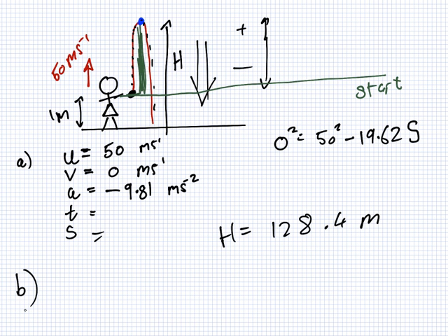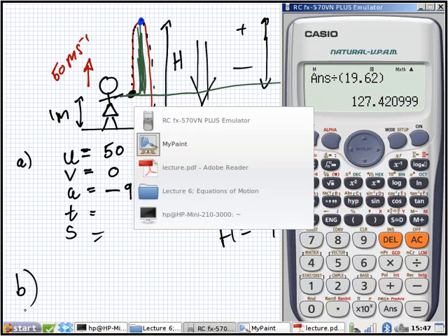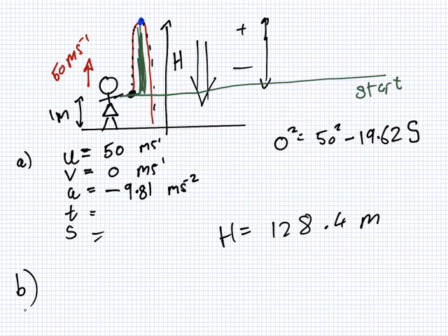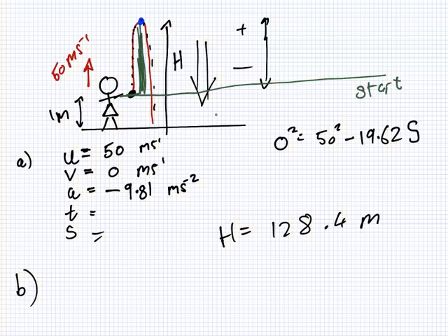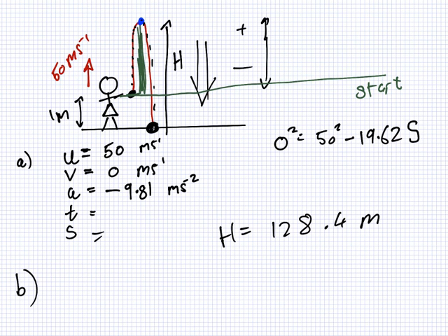B, which caused you a lot of trouble. How to do B? Any ideas? Use a formula that doesn't have S in it. Which formula is that now? V equals U plus AT. Well, what's the question B again? B is total time. How long until it hits the ground?